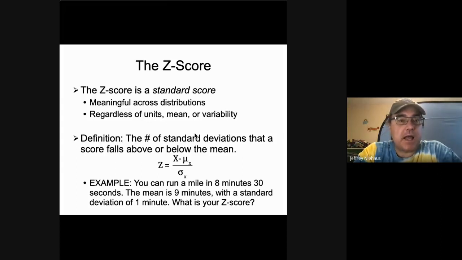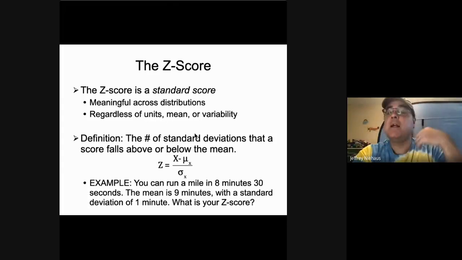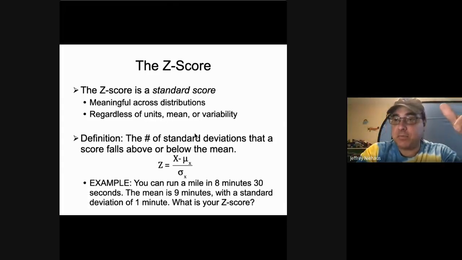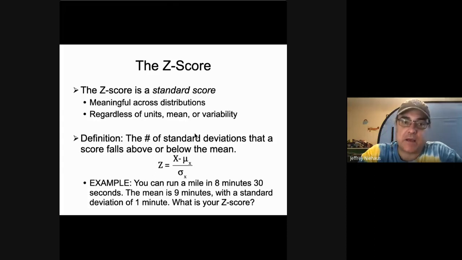So let's see, you can run a mile in 8 minutes, 30 seconds. That is your individual X value, 8 minutes and a half a minute, 8.5 minutes. The mean in this example is 9 minutes. If the standard deviation for mile running is 1 minute, what would your z-score actually be? Just stuff it into the formula, see what pops out.